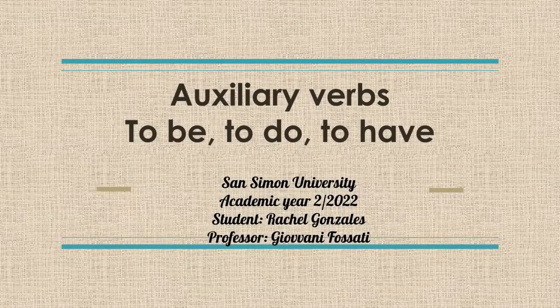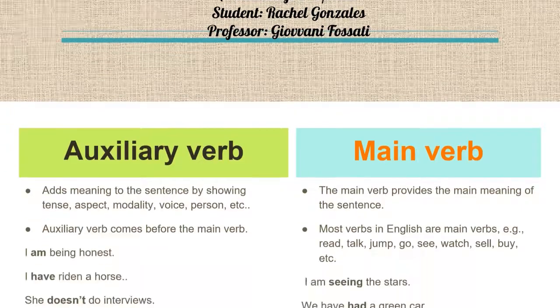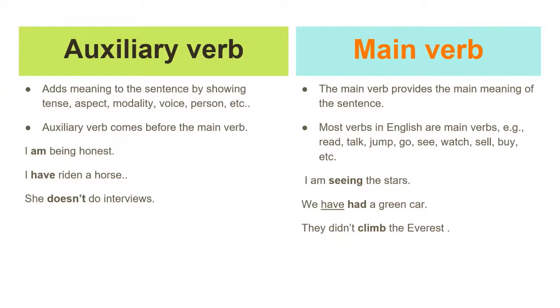Auxiliary verbs: to be, to do, and to have. An auxiliary verb adds meaning to the sentence by showing tense, aspect, modality, voice, or person. An auxiliary verb comes before the main verb. As we can see in these sentences: I'm being honest, I have ridden a horse, she doesn't do interviews. The auxiliary verbs are am, have, and doesn't.